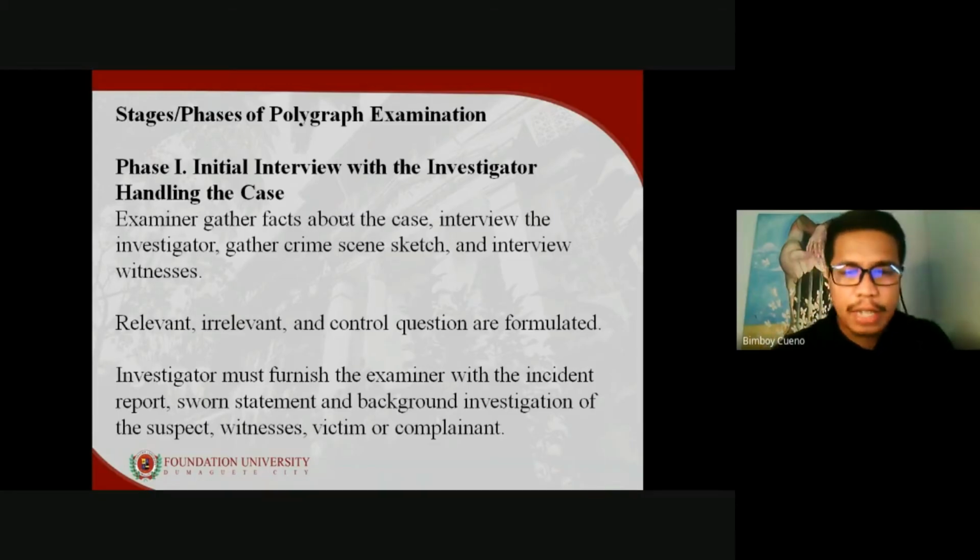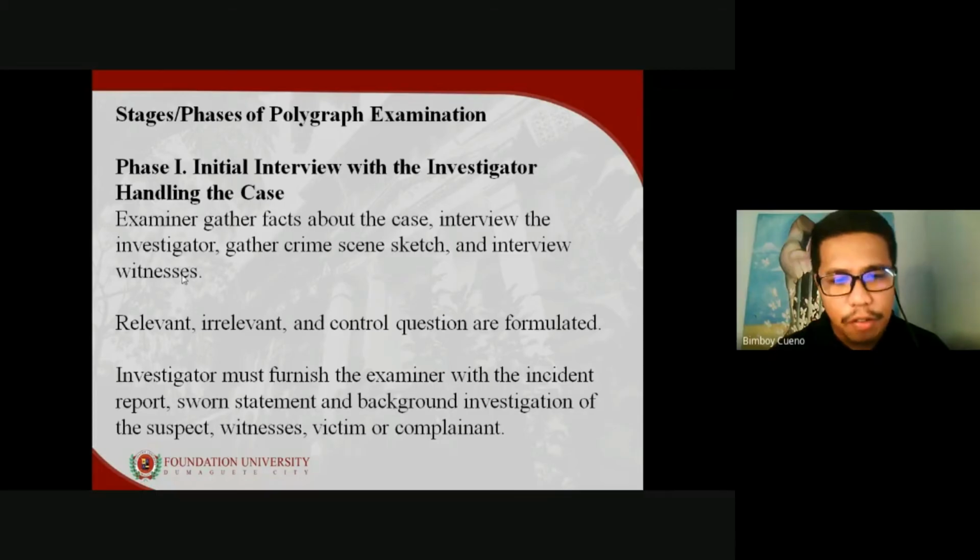In the first phase, which is the interview to the investigator, the polygraph examiner gathers facts about the case, interviews the investigator, gathers the crime scene sketch, and interviews witnesses. Aside from that, in this phase also, the questions that will be used in the instrumentation will be formulated.